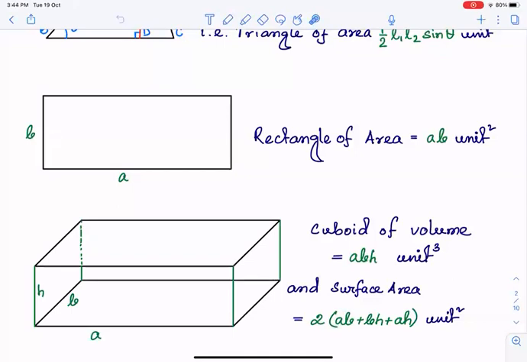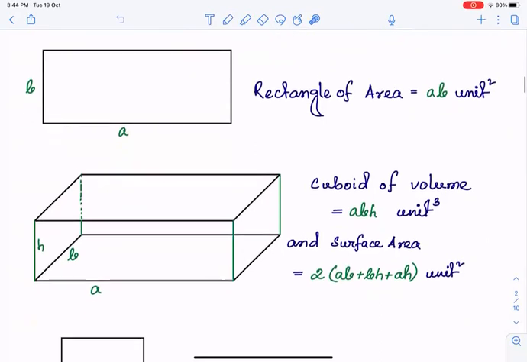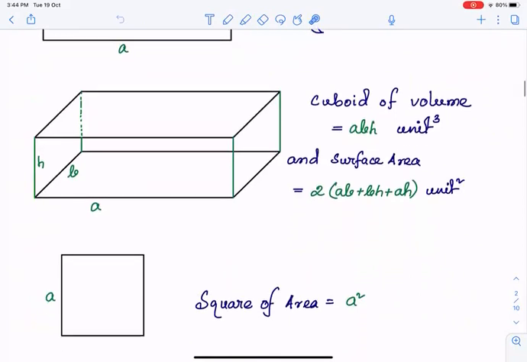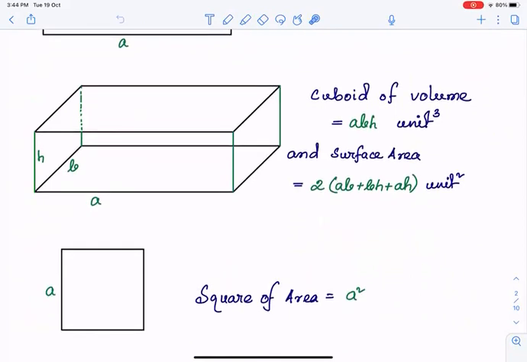Clear to all? So I'm moving to the next section, that is area of a square.